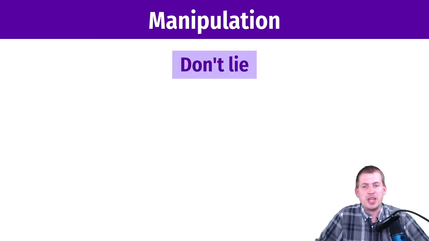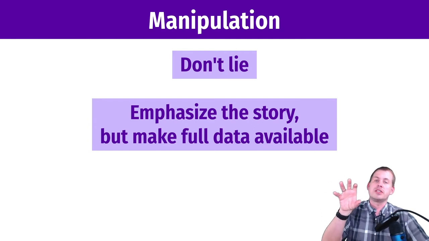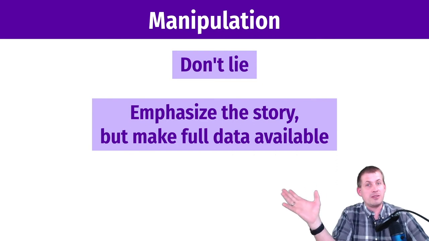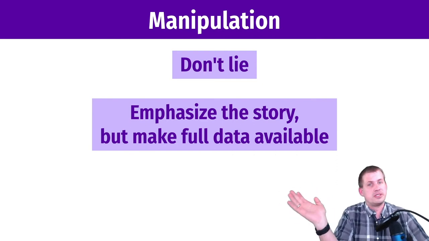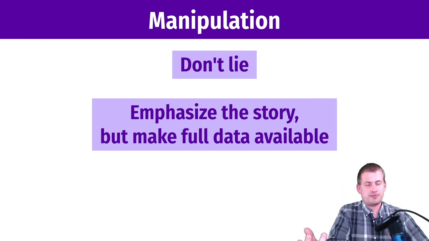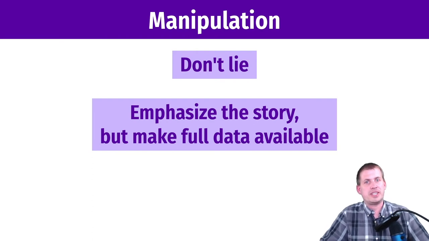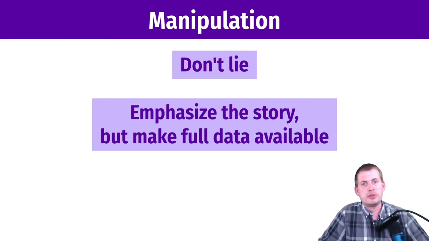So the main pitfalls to watch out for: don't lie, obviously. Emphasize the story that you're telling, but make the full data available. Don't just have a cool chart and have that be your main finding. You might have one chart that is your main finding, but also include a table at the end with all your regression results. Make it as transparent as possible so that people can go back and check your data and check your work, so that you're not just trying to sensationalize your findings. And then that will create better scientific stories and better, more memorable reports, and it's just better to do that.